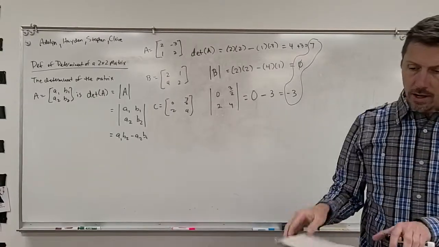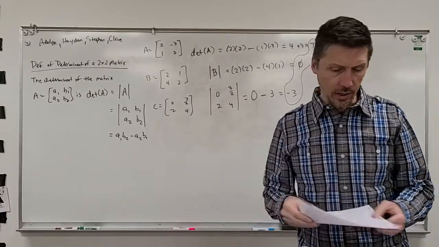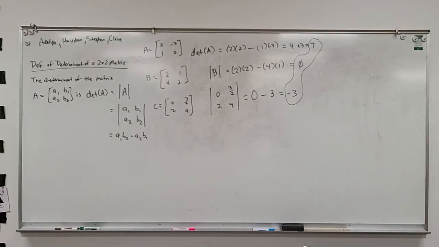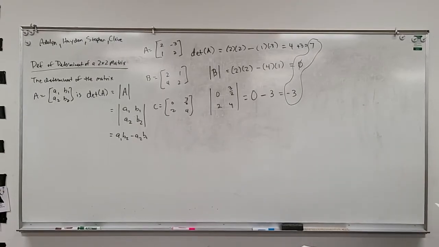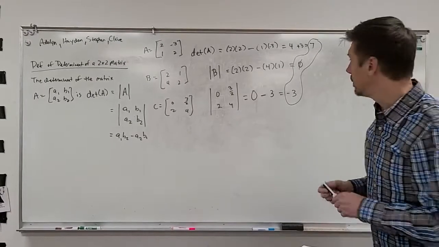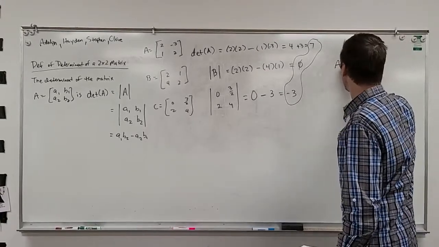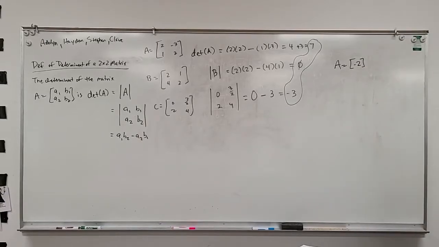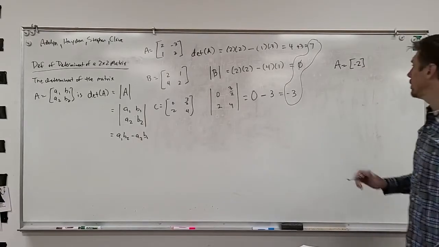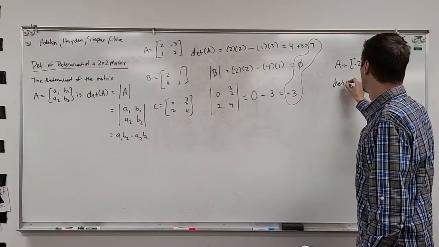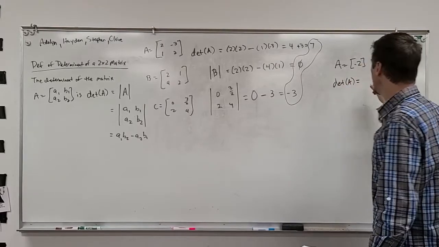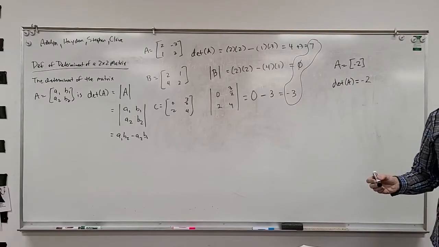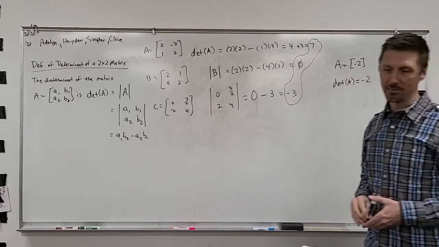All right, so let's talk about minors and cofactors. Oh, well, let me make this note. What if you have this, A equals negative 2? You can have a 1 by 1 matrix. If I tell you to find the determinant of A, and it's a 1 by 1 matrix, then the answer is just whatever the value of the matrix is, right? Yeah, exactly. Mind blowing.